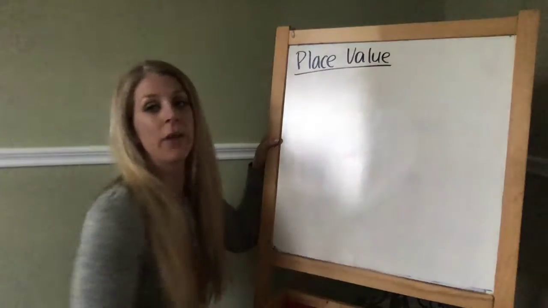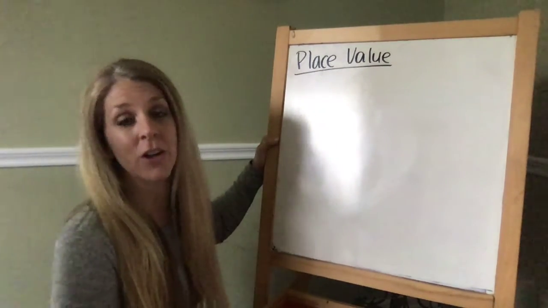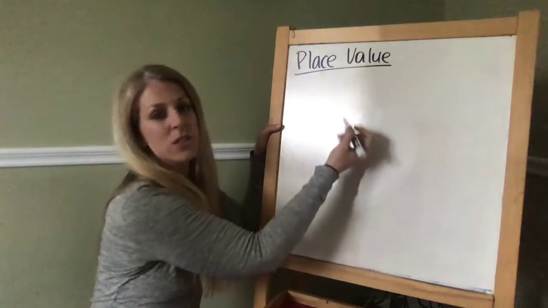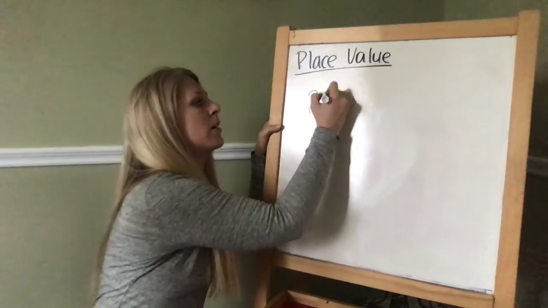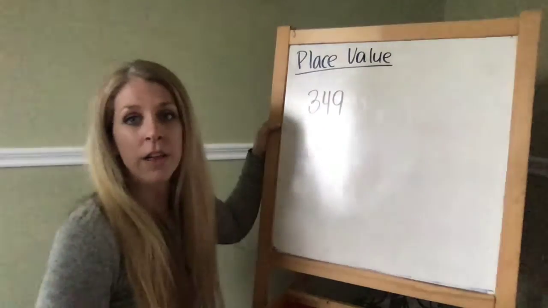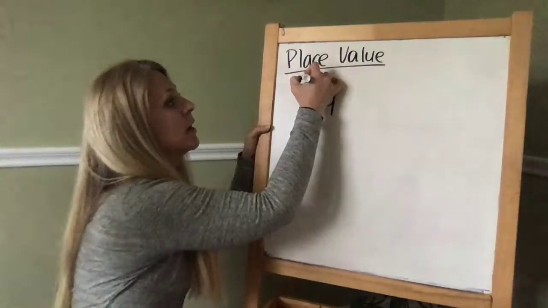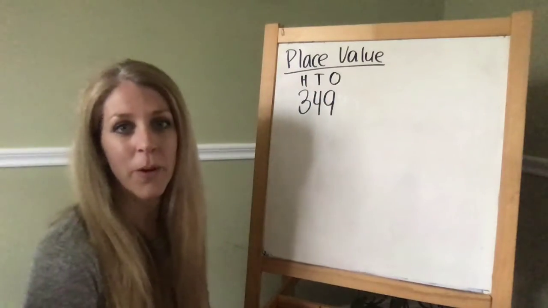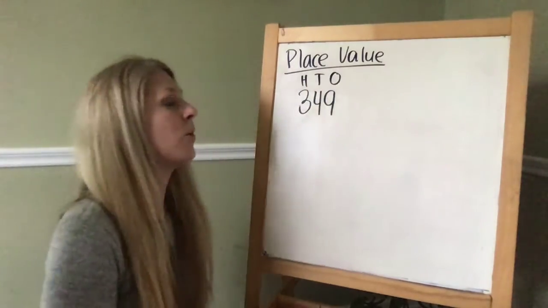When you think about place value, this is something you've been working on since kindergarten, really, where you learned that if you had a number, let's just stick it simple, like 349, then place value tells you that this would be the hundreds column, the tens column, and the ones column. Okay, that's simple, right? You all know that.